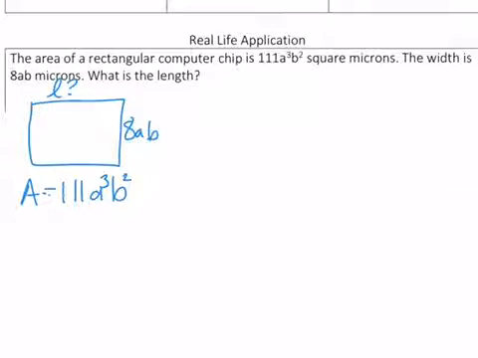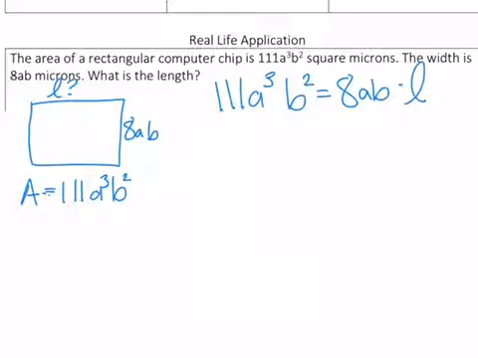So to find the area, you do length times width. So if we had 111a cubed b squared equals our length times width, we have 8ab times our length, all we're going to have to do is now divide by 8ab to find what the length is. So right here, we're going to simplify. Let's look at this. We have an a with no exponents. That means there's a 1, same with the b.